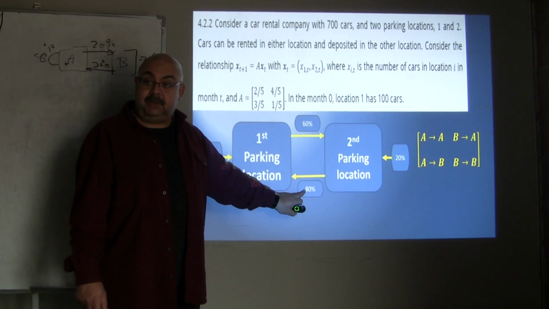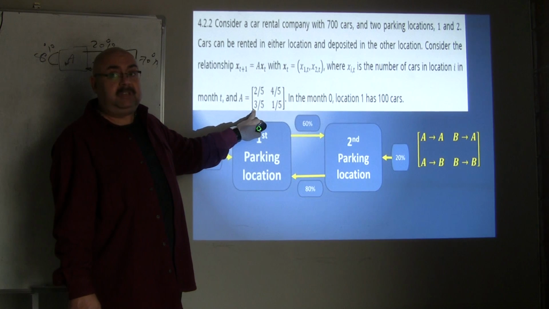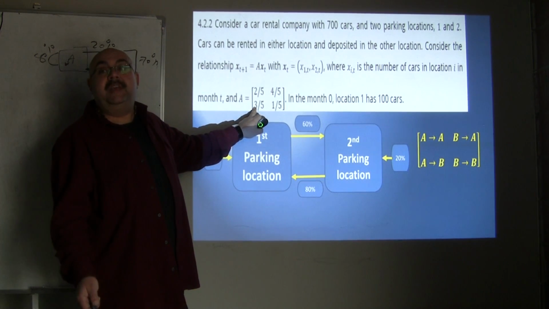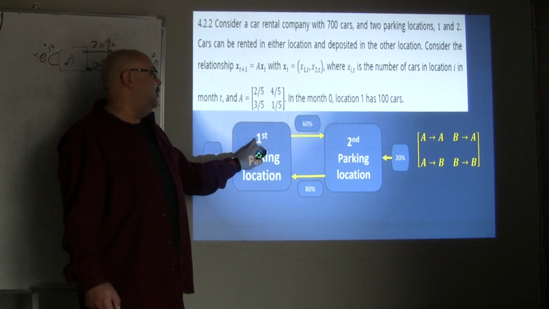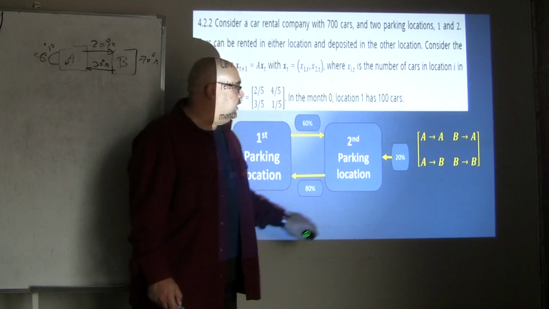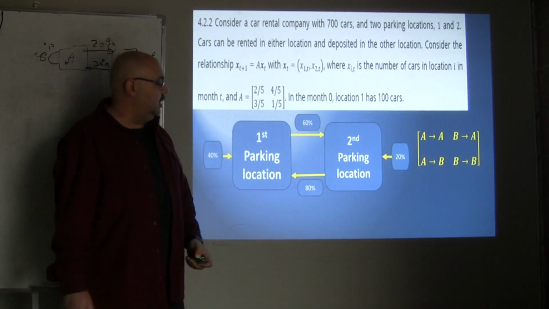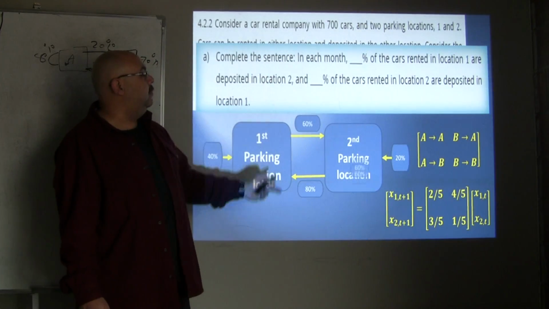Are you with me, guys? Then this 3 over 5 is 60%. But this is B to A. I'm sorry, A to B. Therefore from A to B, 60%. Of course it gives you 20%. The sum of these two must be 1. Of course, just by doing this you will be able to complete this with 60%.